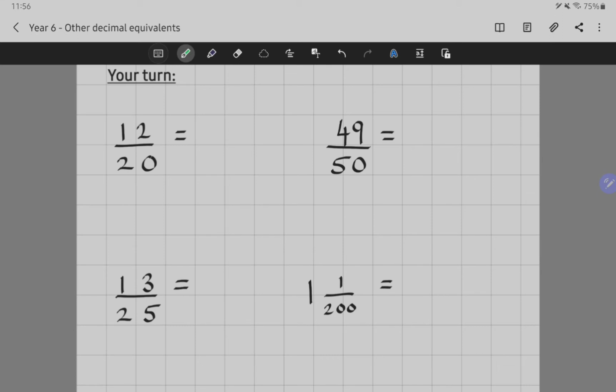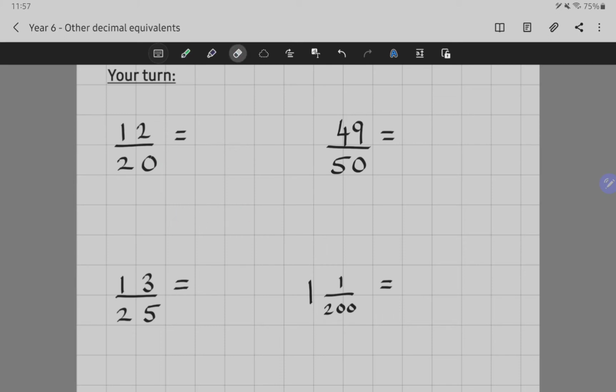So 12 20ths, what did you decide to do? Now, you might have multiplied and turned 20 into 100, or you might have divided to turn it into 10. I'm going to divide it by 2, because I know I can divide both of these by 2. 12 divided by 2 is 6, 20 divided by 2 is 10, 6 tenths, so that equals 0.6.